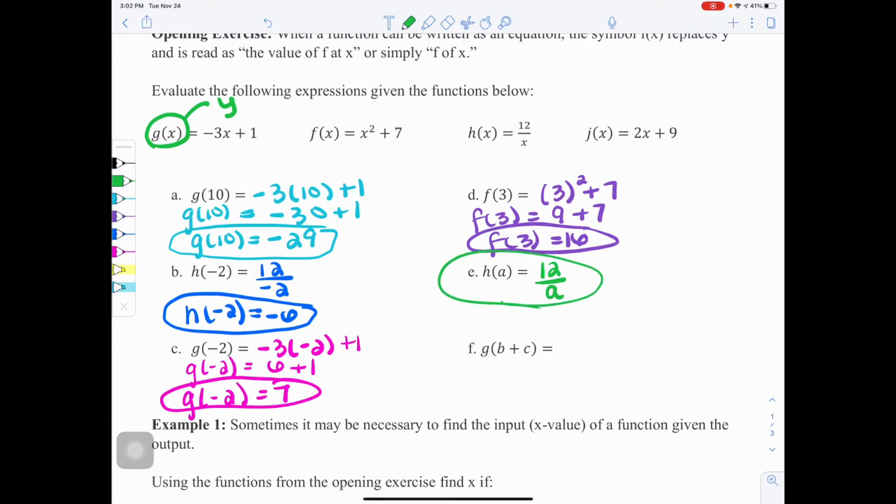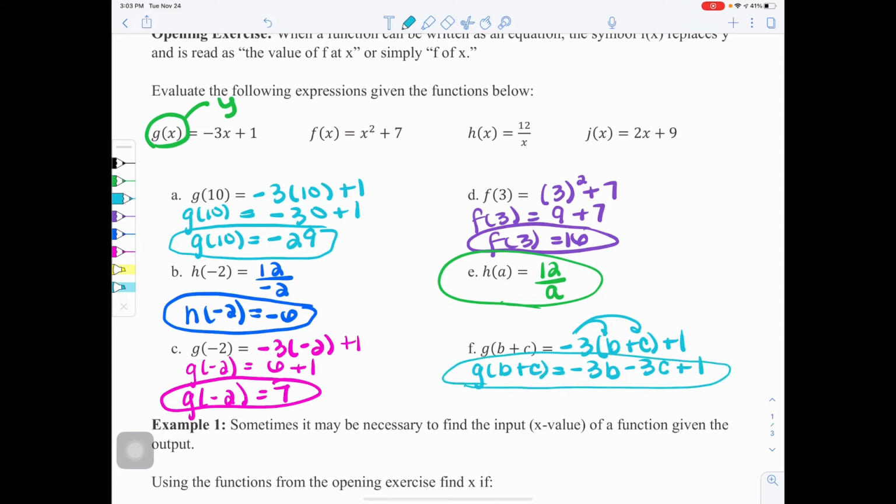In part F, it says g of b plus c. So we're going to use our g function, which is -3x plus 1. But we're going to replace the x with b plus c. So this would look like this: -3, then b plus c, and then plus 1. So we would have to distribute this -3 through the parentheses, and I would get g of b plus c equals -3b minus 3c plus 1. I would look at that to see if there's any way I can simplify it, but I cannot. So this is my final answer.